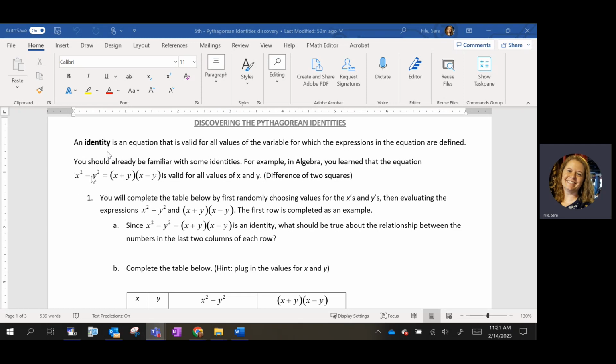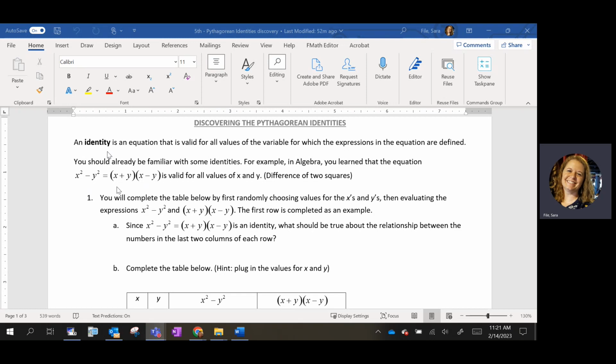If I have two perfect squares, and one is being subtracted from the other, remember this is called a difference of two squares, right? And it factors into two binomials. The square root of the first term, which would be x, the square root of the second term, which would be y, and you get x plus y and x minus y. That means that this equation should be true no matter what x and y are. This should always be true. That makes it an identity.